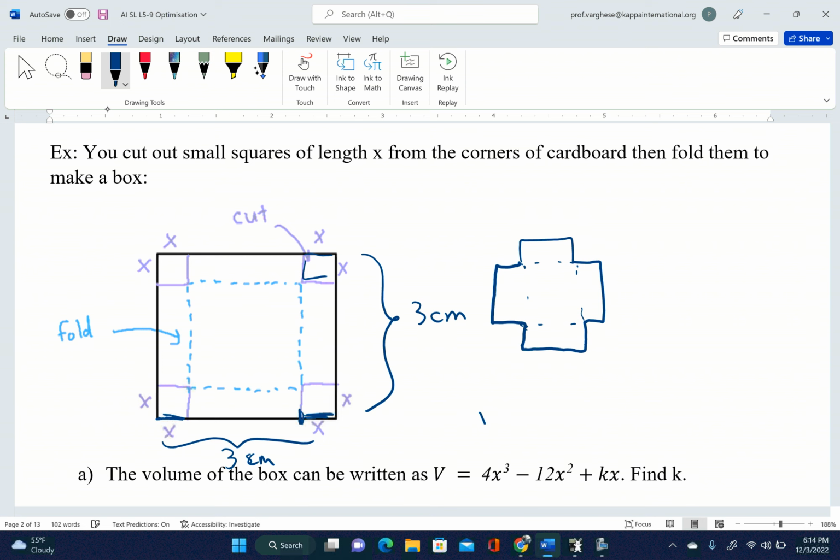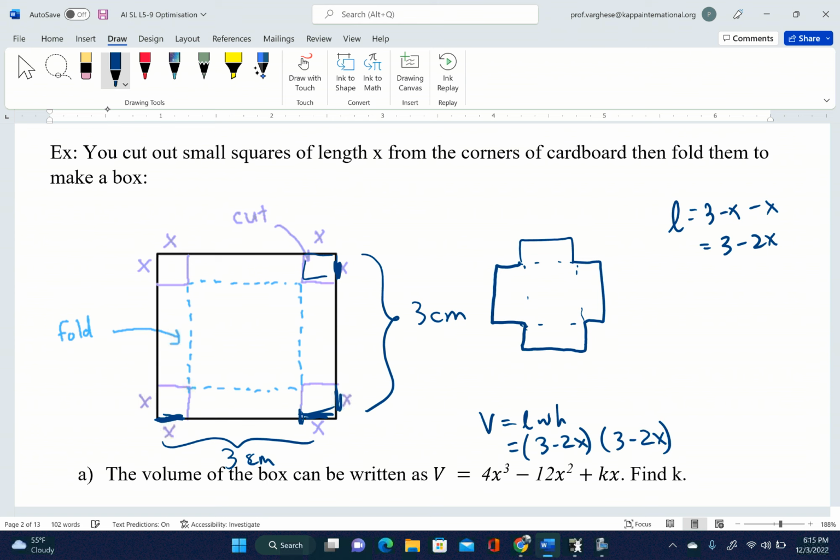So we know volume is equal to length times width times height. To find the length of this box right here, the length is going to equal 3 minus this x that we're cutting out, so minus an x, and minus this other x that we're cutting out. So the length is going to be 3 minus 2x. Okay, so volume is equal to length, which is 3 minus 2x. Our width, you should be able to see, is going to be the same thing. This whole thing is 3. We're cutting out this x and this x right here. So our width is also going to be 3 minus 2x.